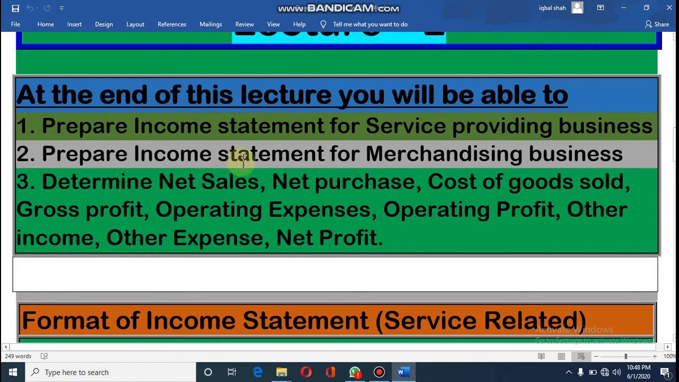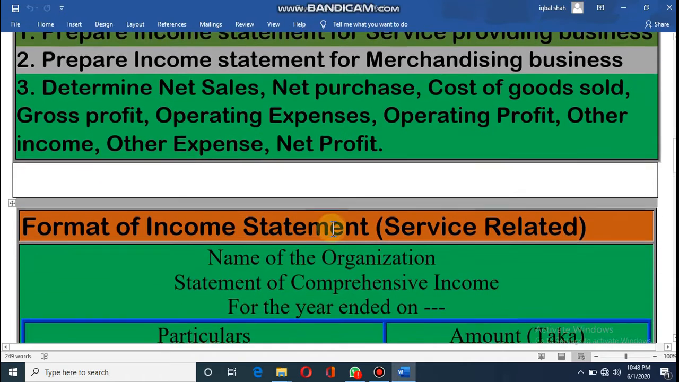You will be able to prepare an income statement for a merchandising business. You can determine net sales, net purchase, cost of goods sold, gross profit, operating expenses, operating profit, other income, other expense, and net profit. Dear student, let's come to our class.